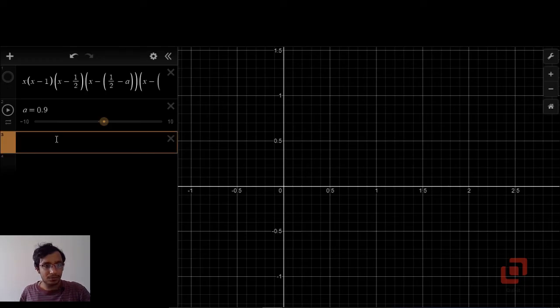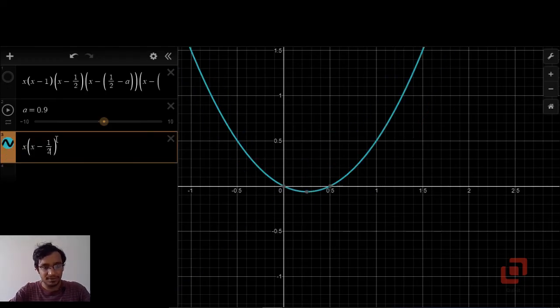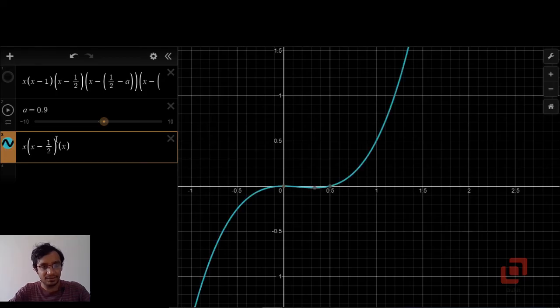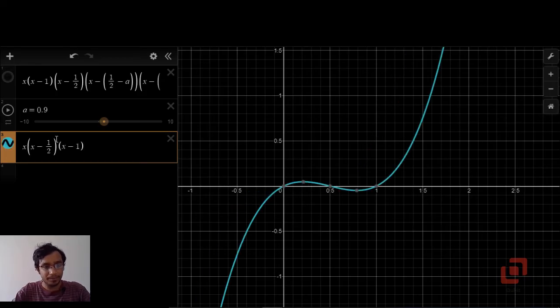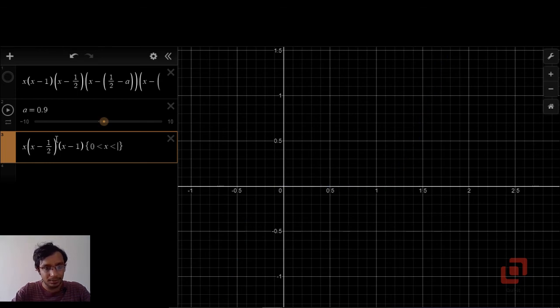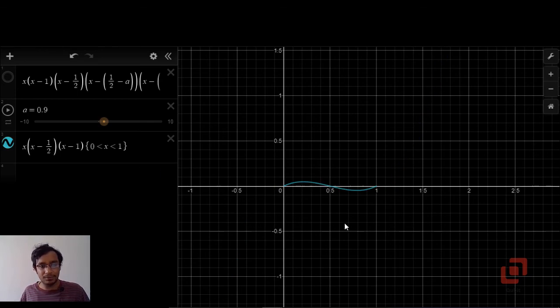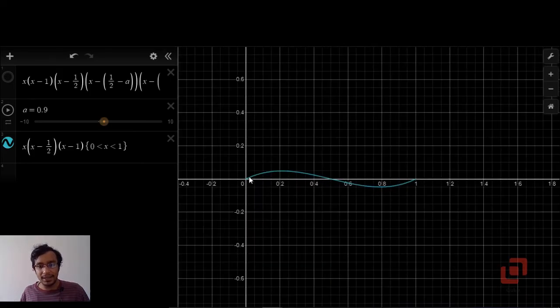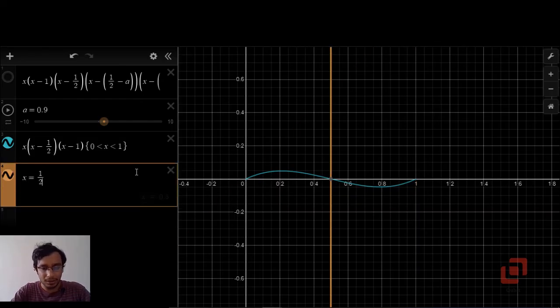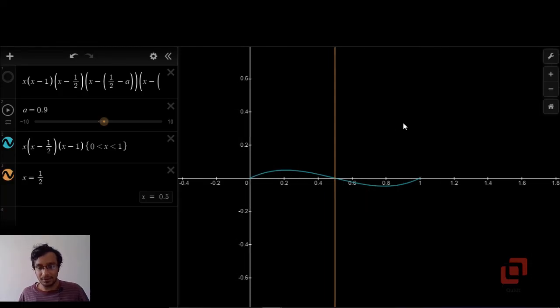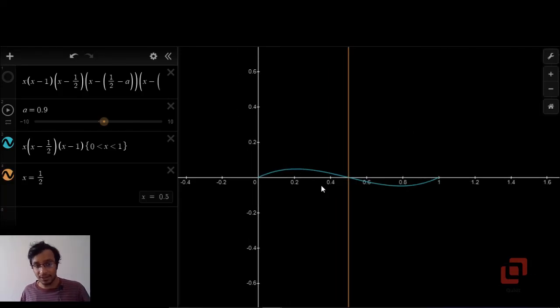This is the function x into x minus 1 upon 2 into x minus 1 that I'm talking about. And let's keep the x values between 0 and 1. Now you can see that the area of the curve above the x-axis is equal to the area under the curve below the x-axis, because we have now taken this particular point which divides the interval into two sub-intervals of same length. Now I have hidden the grid so it will be better to visualize.